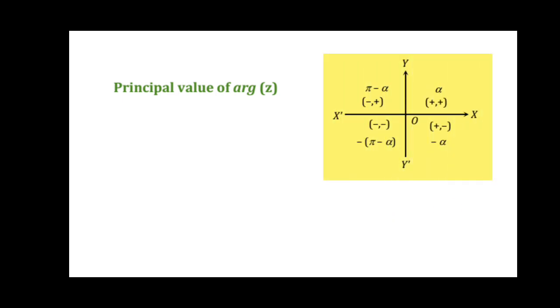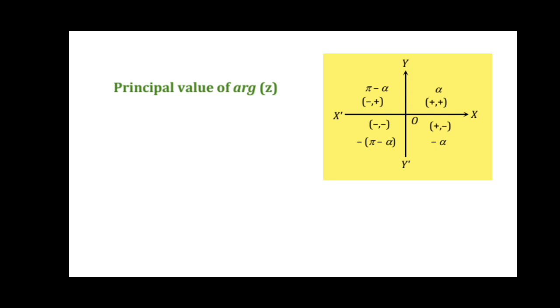Now we will see how we can find the principal value of the argument of z. Here we have 4 quadrants. In the first quadrant, x and y are both positive. In the second quadrant, x is negative and y is positive. In the third quadrant, both x and y are negative. In the fourth quadrant, x is positive and y is negative.